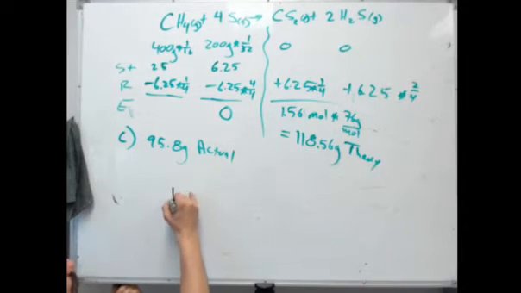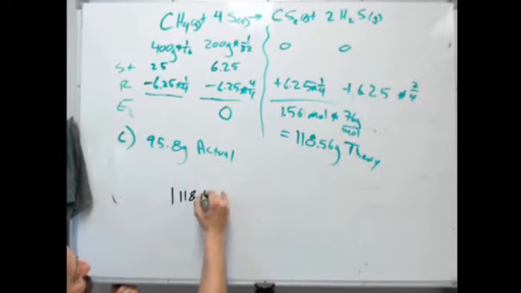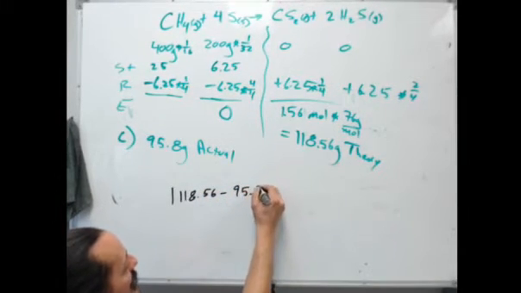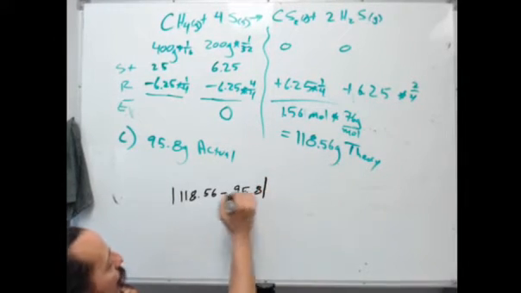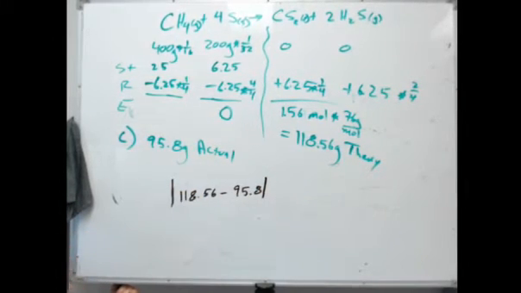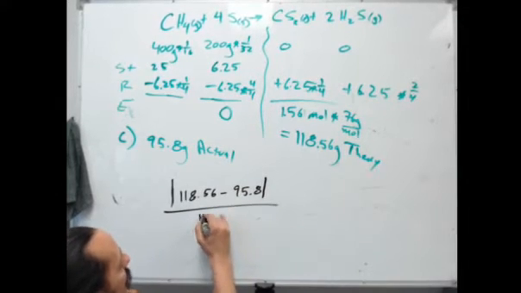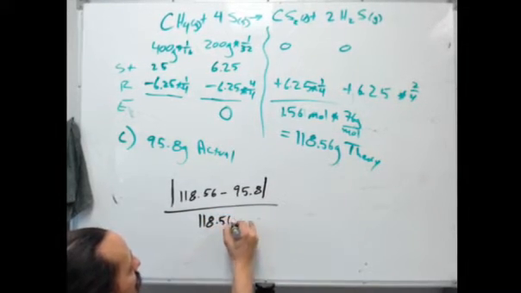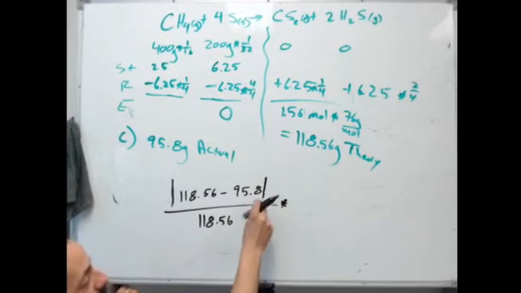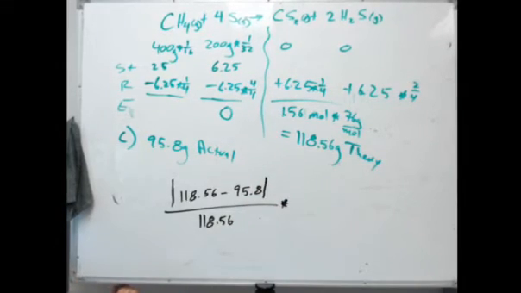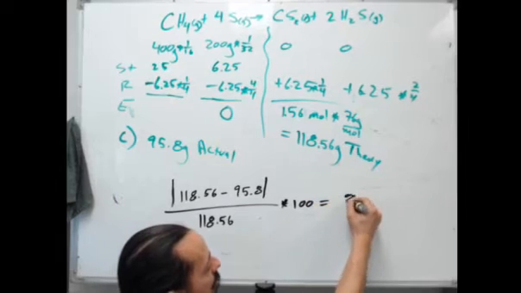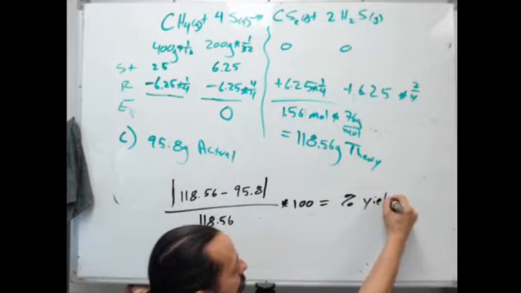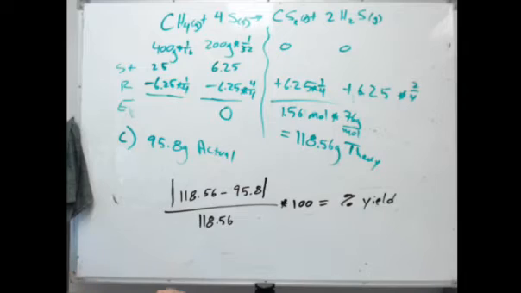So I'm going to have 118.56 minus 95.8. That's going to get me the absolute value. That's going to get me how far off from the theoretical yield I am. And then I'm going to divide by the 118.56. This will give me essentially a ratio of how far off I am from what I should theoretically make. And then if I multiply it by 100, that will give me my percent. Right? And that will tell me how much I made.